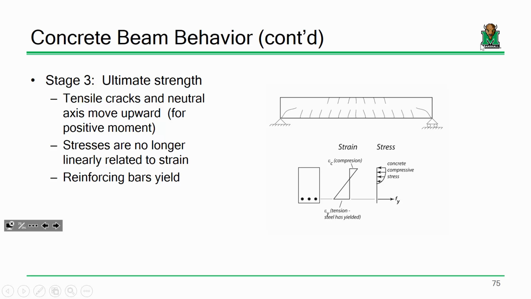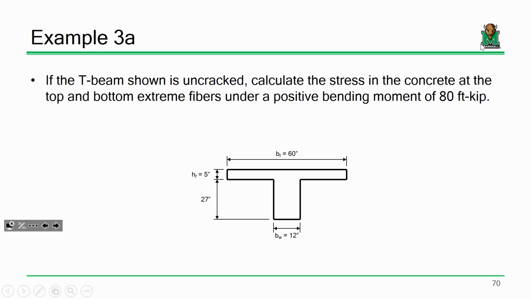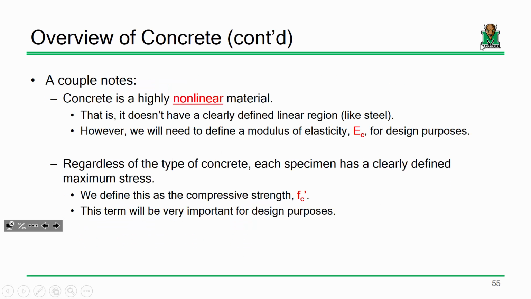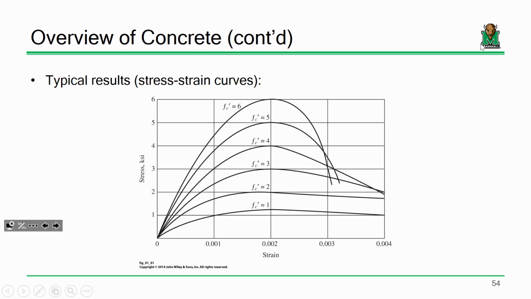Okay, so we've been talking for a little while about the evolution of strength and the evolution of behavior in a concrete beam. As we apply load, what happens to the concrete beam? Now, I'm going to jump back a few slides because I want to show you something. Okay, if you recall, this is the stress strain curve for concrete. We're going to take these.